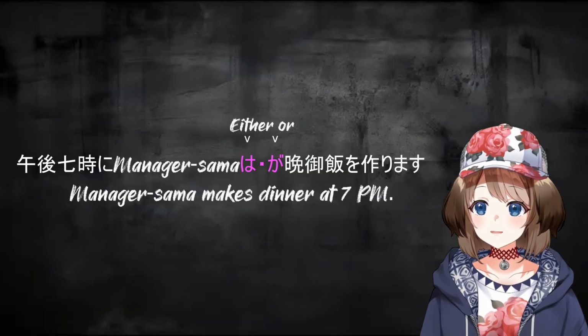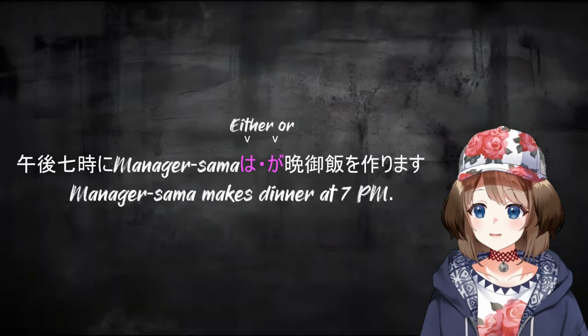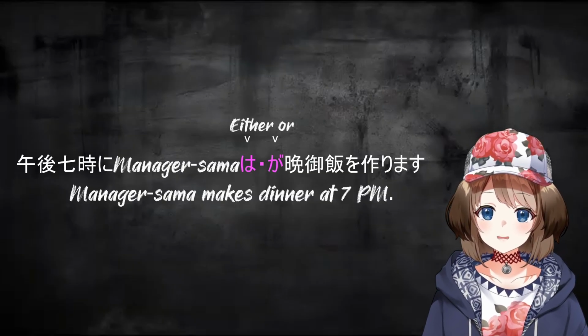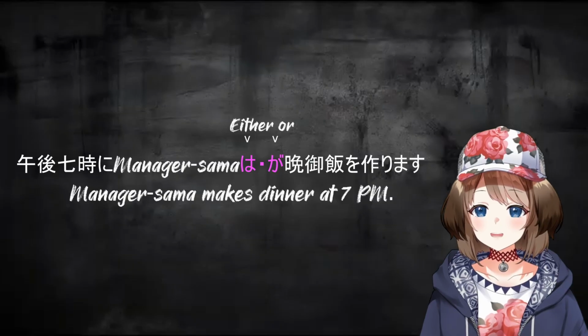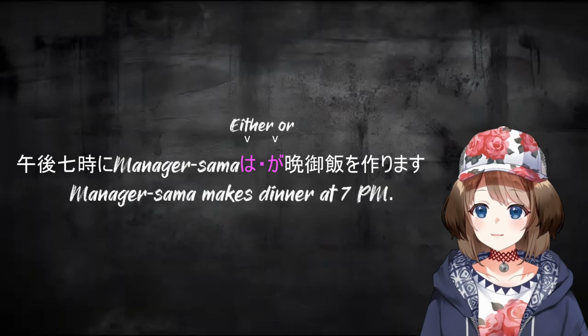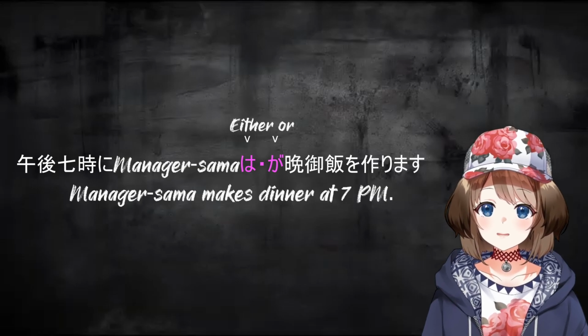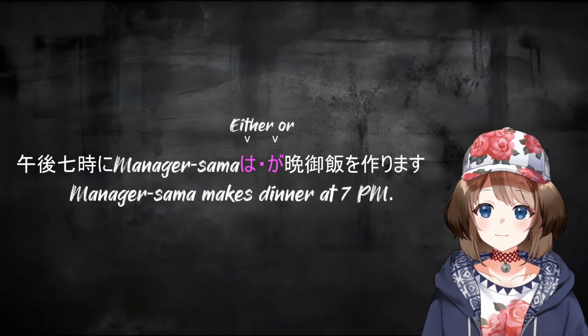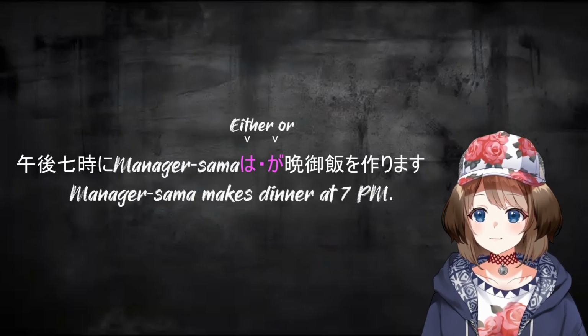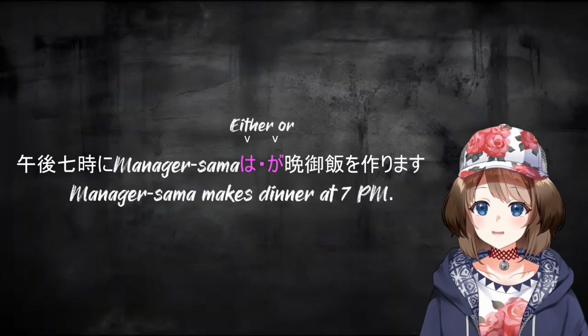So, gogo indicates afternoon, p.m. So, 午後7時に indicates that something happened at 7 p.m. What was it that happened at 7 p.m.? Something was made, indicated by the verb tsukurimasu at the end of the sentence. Now, that's not past tense, that's present tense, so it happens maybe regularly at 7 p.m. Okay? So, tsukurimasu means to make something.